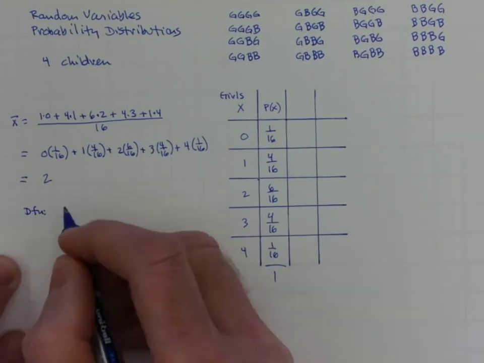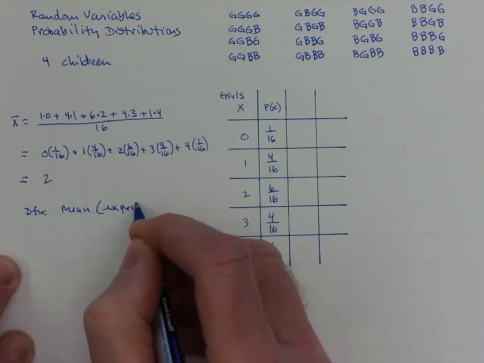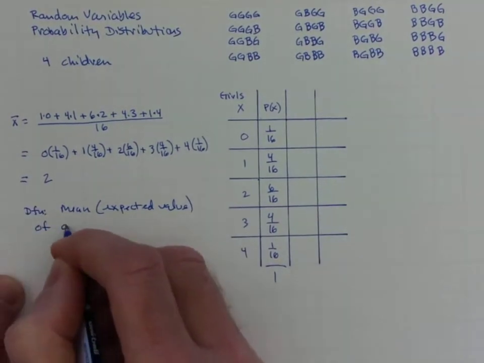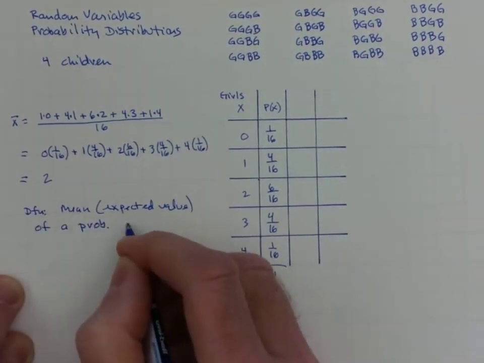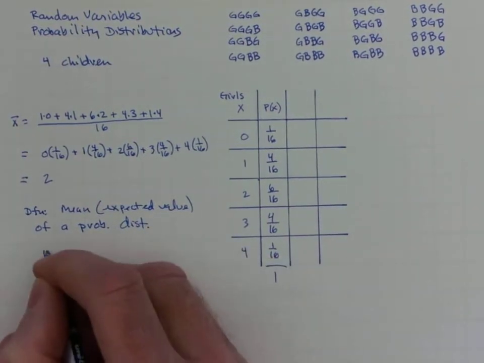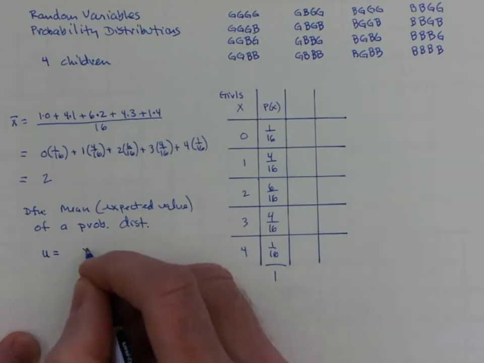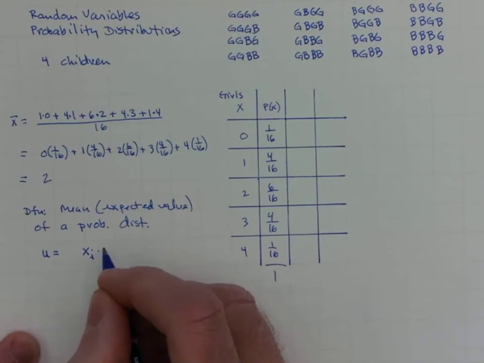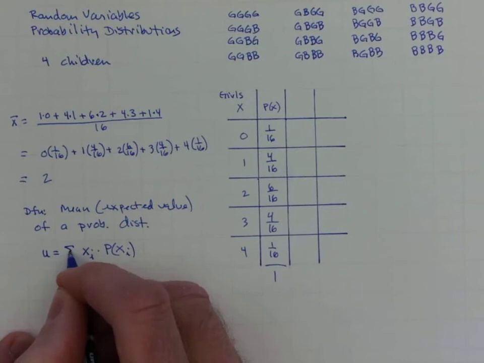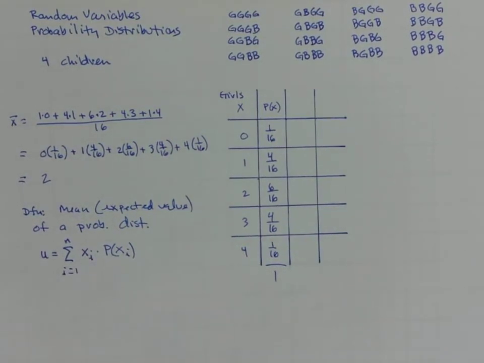So definition, the mean or the expected value of a discrete probability distribution, or equivalently of a random variable, is represented with this Greek letter mu, looks like a lowercase u. And what we did was we took each value that the random variable could take on, we multiplied it by the probability that it would take on that value, and we added them up. So if we were to make a formula, that's what it would be.